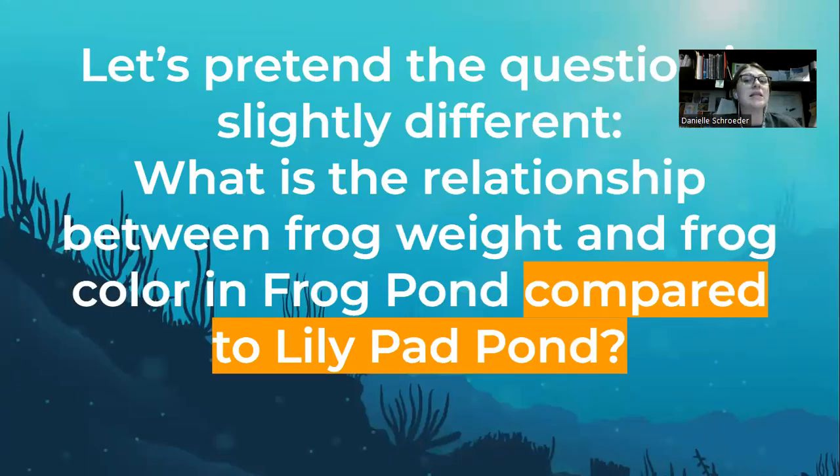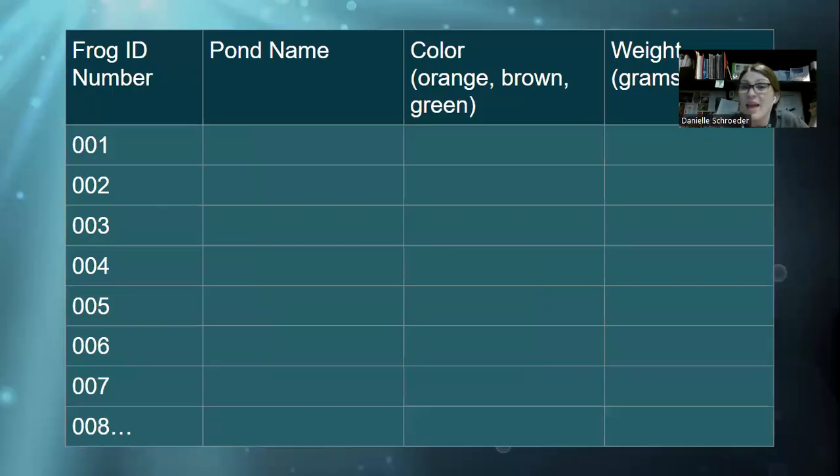Pretend my question is actually slightly more complicated. Maybe I want to look at the relationship between frog weight and frog color in Frog Pond. That was my original question, but also compare it to Lily Pad Pond. If I was to organize it that way, I would add a column here for my other variable, right? Not only do I have my frog ID numbers, but I would also include the pond name. Presumably, half my frogs would be from Lily Pond and half of my frogs would be from Frog Pond. Then I would also continue identifying the color for each one and the weight in grams.